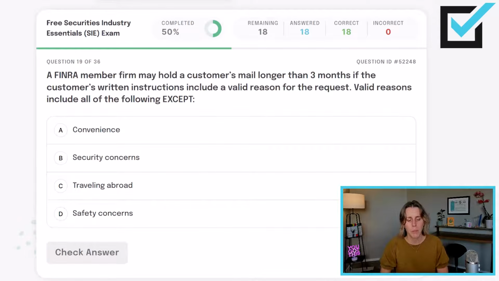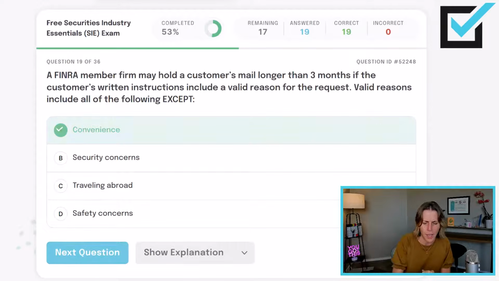A FINRA member firm may hold a customer's mail longer than 3 months if the customer's written instructions include a valid reason for the request. Valid reasons include all of the following except. So what is not a valid reason? Convenience, security concerns, traveling abroad, or safety concerns. Which one really stands out? Which one of these things? I know I always sing that song, but Sesame Street. Convenience? That does not seem like a valid reason, but the other 3 are okay reasons to hold the mail beyond 3 months.